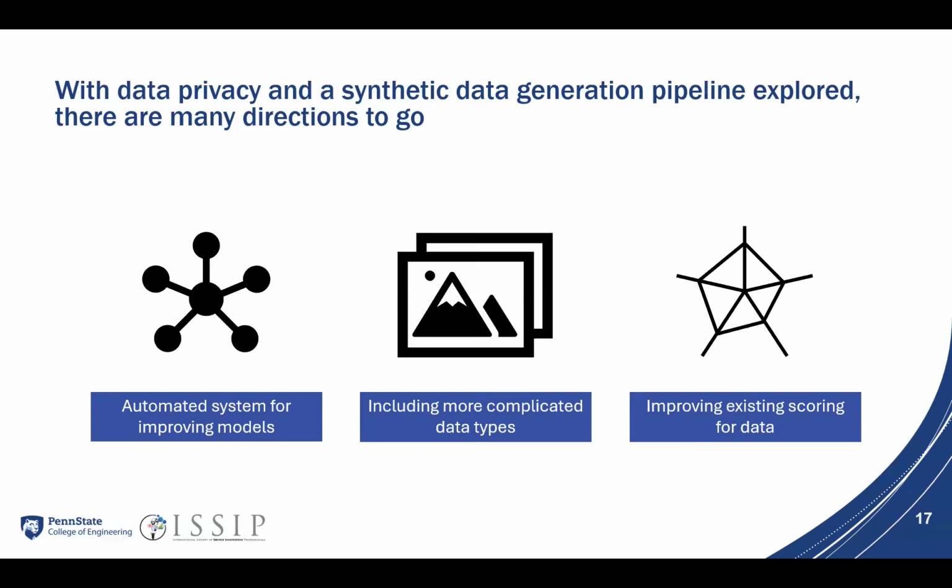Another potential direction to move on to is exploring more complicated types of data. As mentioned, we mostly focused on tabular data with qualitative and quantitative types of data in that data set. However, there are many other types of data, of course, such as images, which have plenty of real-world applications across many different industries and would be an interesting direction when looking at synthetic data generation.